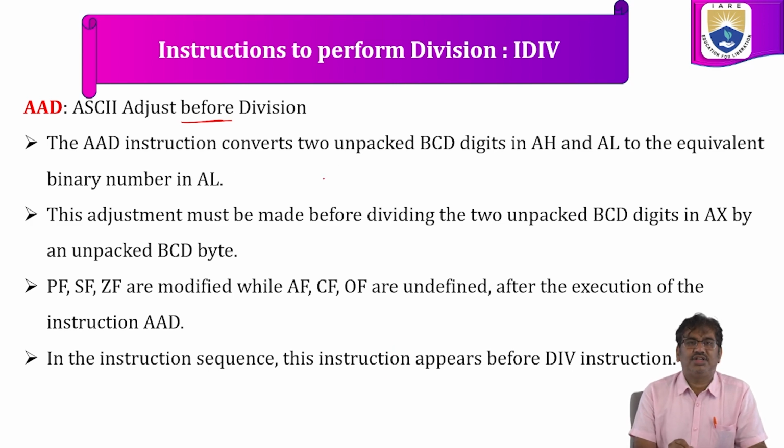The AAD instruction converts two unpacked BCD numbers in AH AL register to equivalent binary number in AL register. This adjustment must be made before dividing two unpacked BCD digits in AX by the unpacked BCD byte. So the parity flag, sign flag and zero flag are modified, while auxiliary carry, carry flag, overflow flag are undefined after the execution of AAD instruction. In the instruction queue sequence, this instruction appears before DIV instruction.